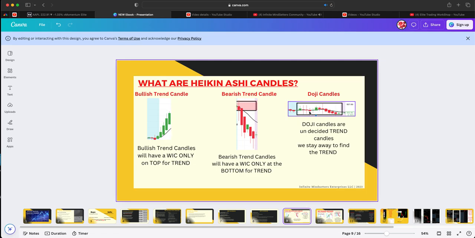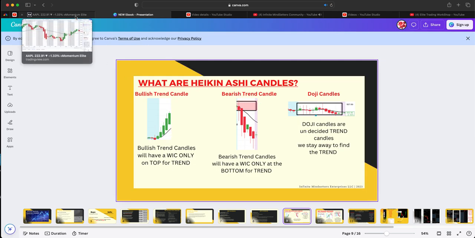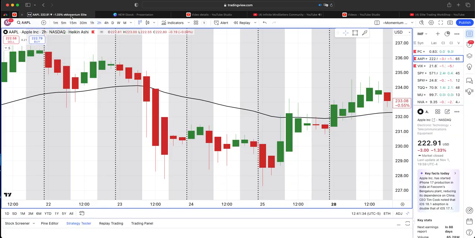Then you have your doji candles that have wicks on both sides. Once you see that, you know that it's indecisive. It has not made a decision which way it wanted to go yet. Once it breaks out and gets out of those dojis, then it will start to form candles with no wicks at the top or at the bottom, which would signify a trend. So that's our Heikin Ashi candles. That's the science that we move and operate by.